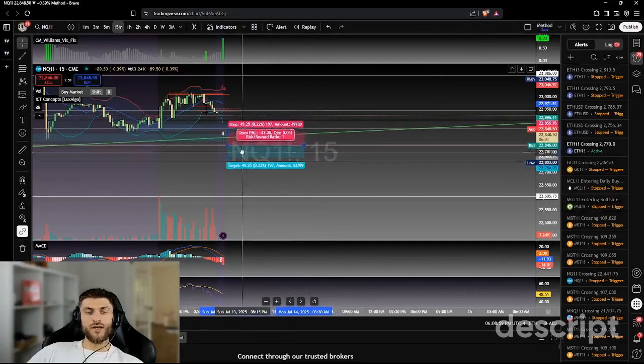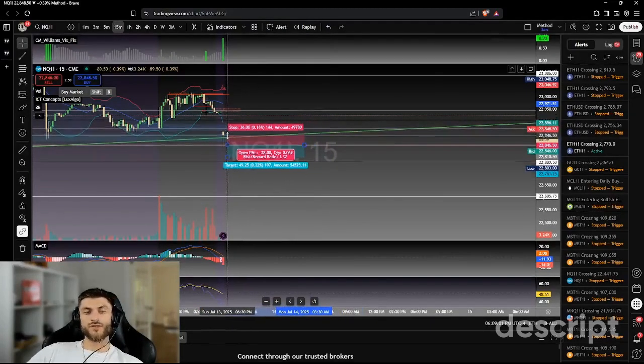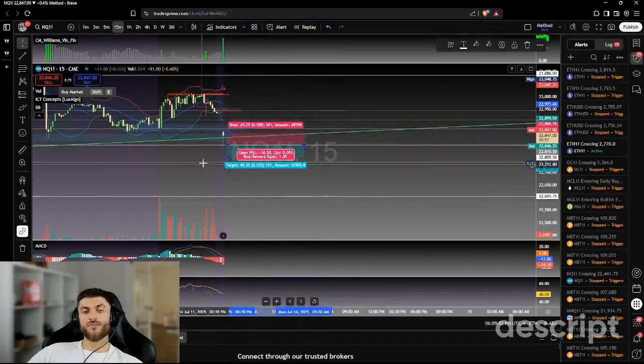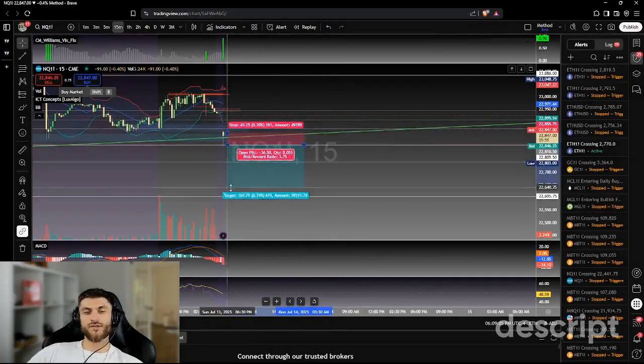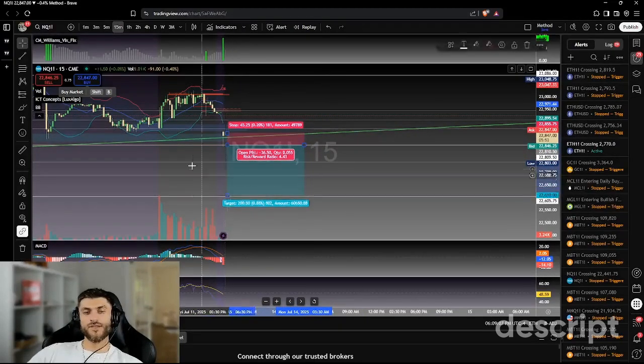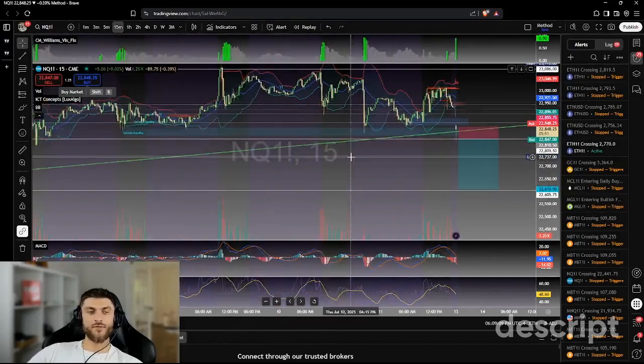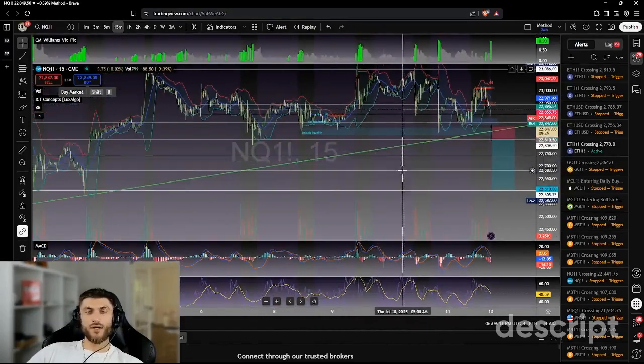This support right here, along with this trend line, that's a sexy trade. Not gonna lie. Sorry, boys. I had to say it.